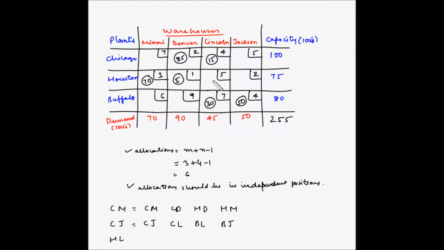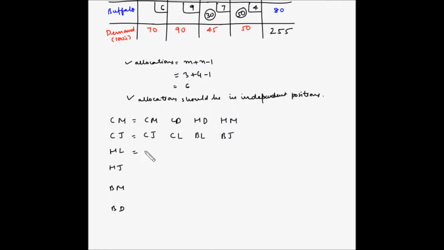Now the next one is Houston, Lincoln. So the closed loop will be Houston, Lincoln to Chicago, Lincoln to Chicago, Denver to Houston, Denver, and then back to Houston, Lincoln. So this becomes HL to CL to CD to HD.